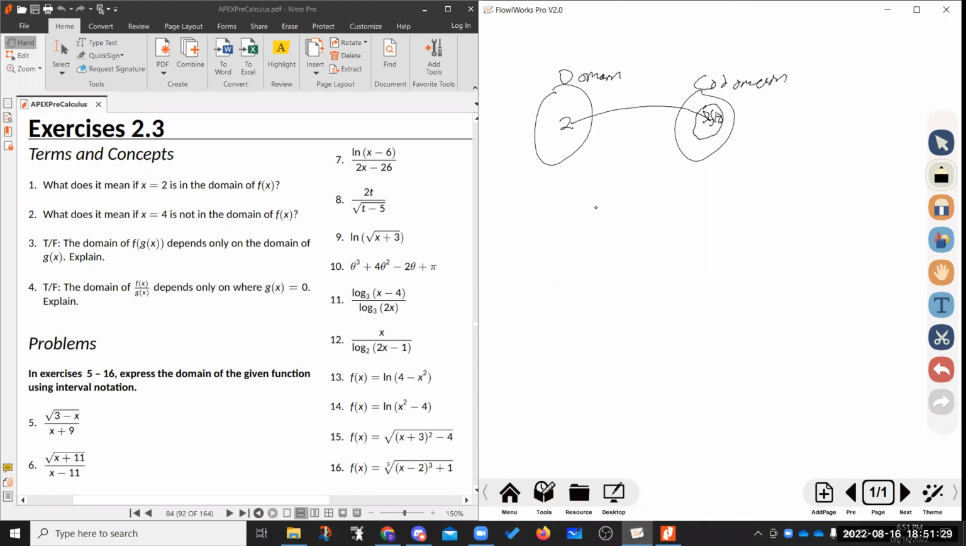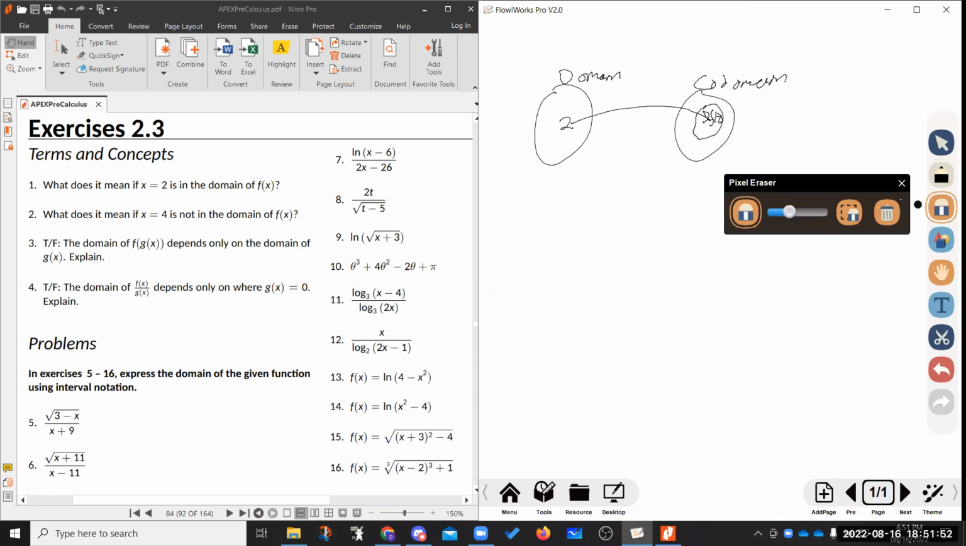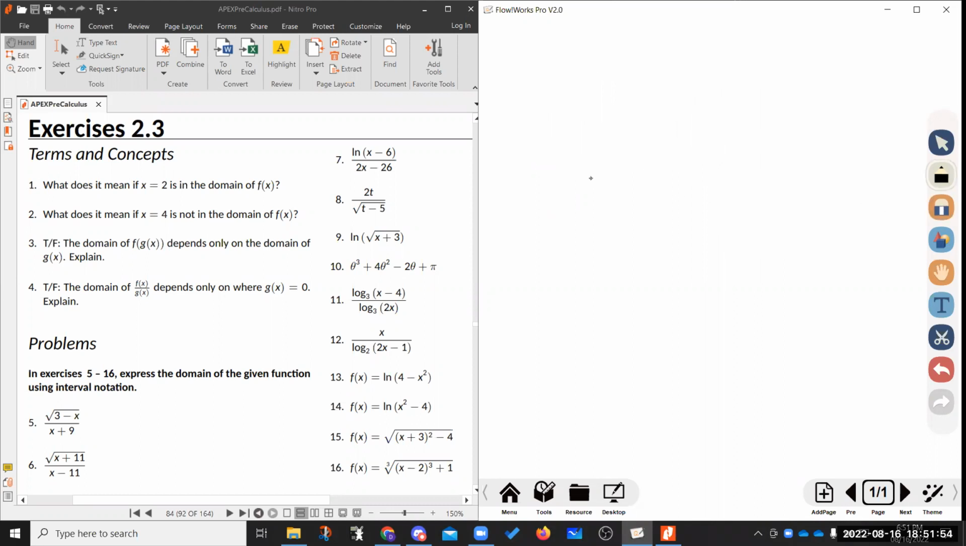What does it mean if x equals 4 is not in the domain? It means that it's not a valid input. So it would do something like cause division by 0, cause the square root of a negative number, cause the inside of the log to, or the base of the log to not be positive. So one of those things would not generate a valid output.